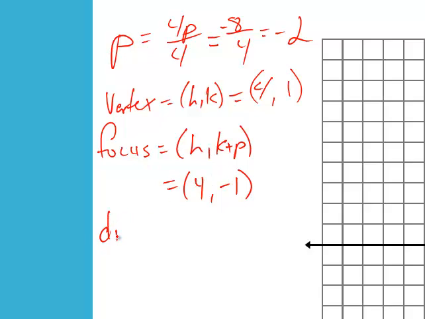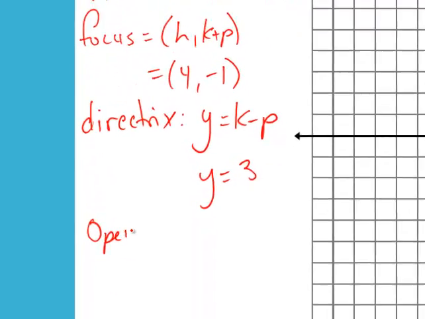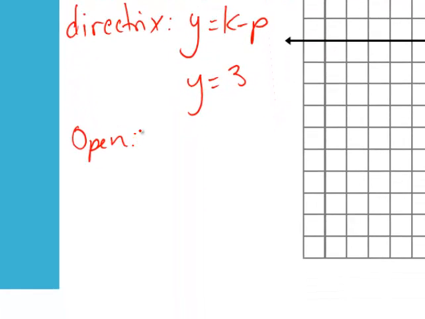Your directrix, which is a line, given your notes, is just going to be y equals k minus p. k is 1, p is negative 2. So 1 minus negative 2 is 1 plus 2, which would just be 3. So now we have our p, vertex, focus, directrix. Oh, we also need to know which way it opens. Since x is squared and p is negative, looking at our notes, we know that it opens down.